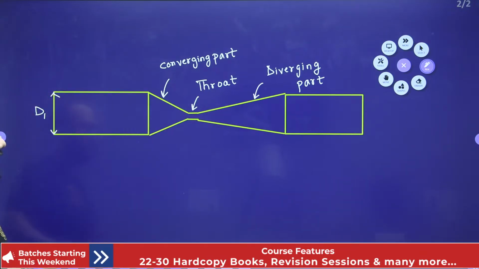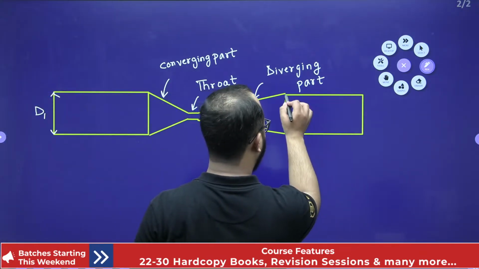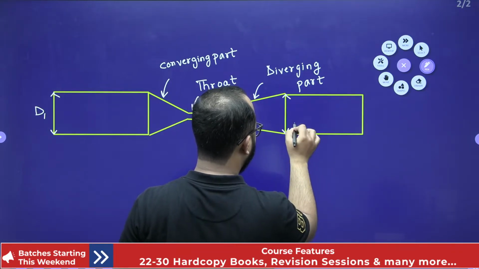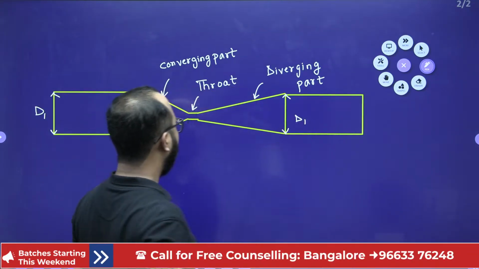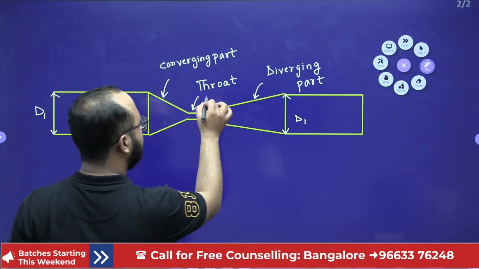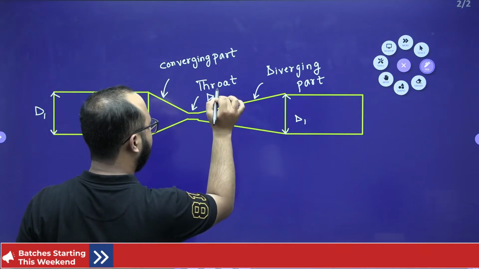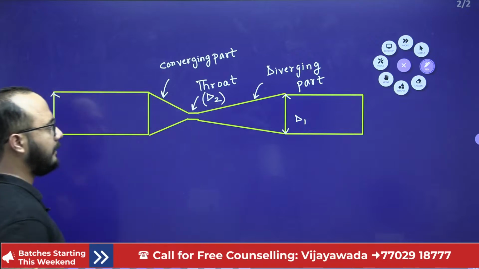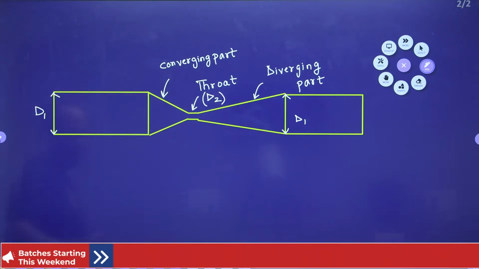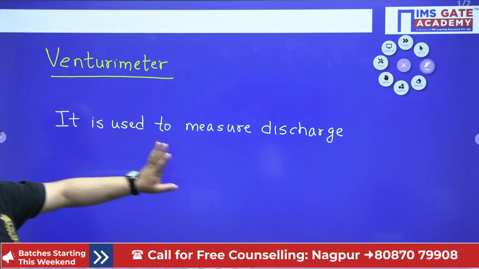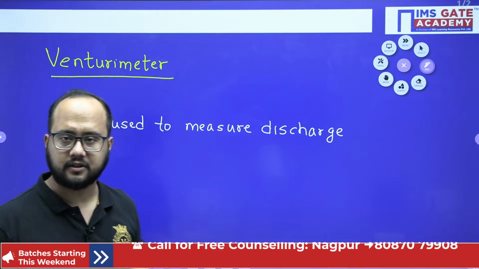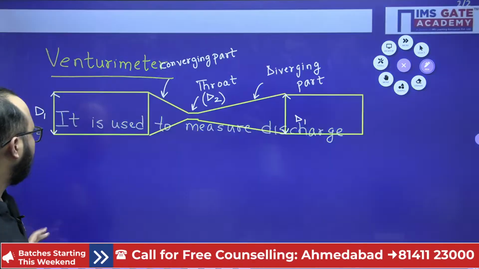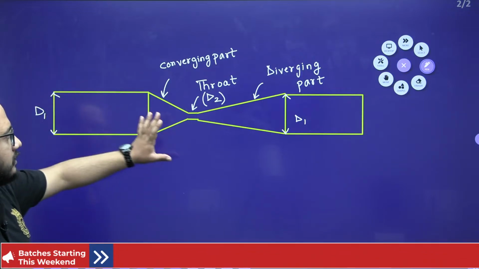So this is the diameter D1, and this is also the diameter D1 of your pipe. Now at the throat, let's suppose the diameter we have assumed is D2. At the throat, the diameter is D2. As we have told, the purpose of the Venturimeter is to measure the discharge. So in the pipe we have installed this Venturimeter.